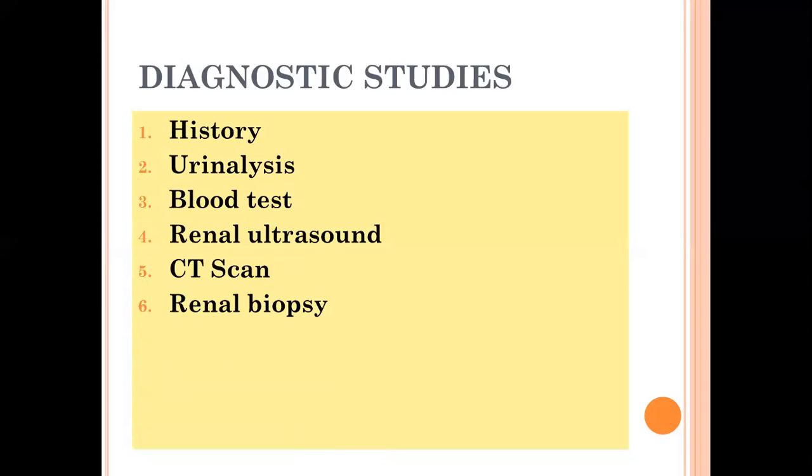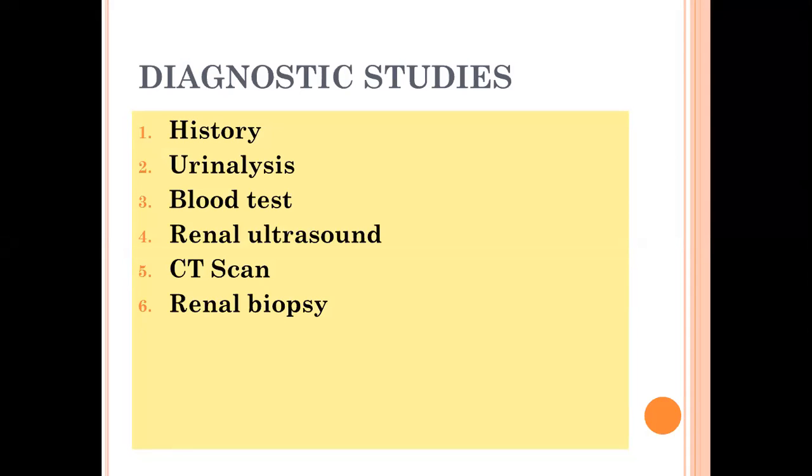Moving on to the diagnostic studies. First and foremost, history. In the history, we have to collect the complete history of the patient regarding past medical history, if the patient has undergone any kind of surgery in the past, or if the patient has had acute renal failure in the past. Also if the patient has any kind of fluid overload, and we can also check what kind of diet the patient is taking. Stuff like that we have to find out in the history.